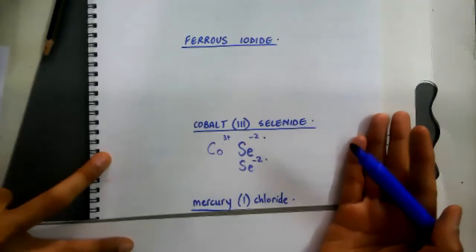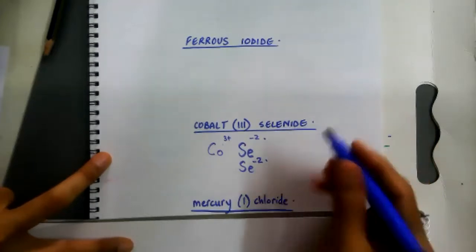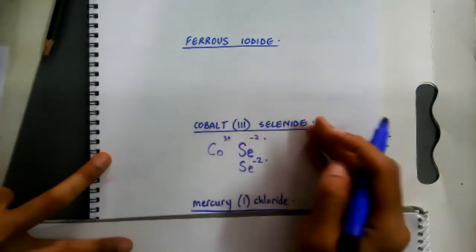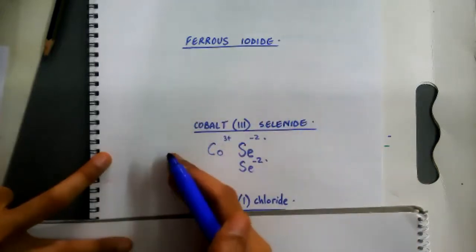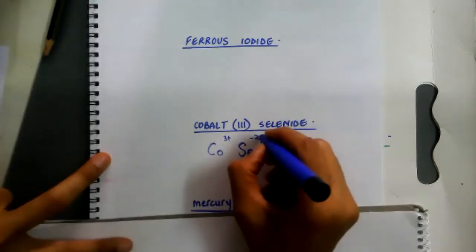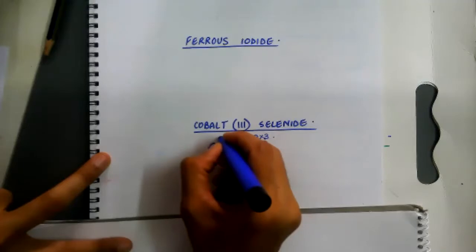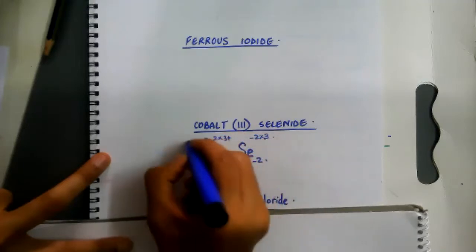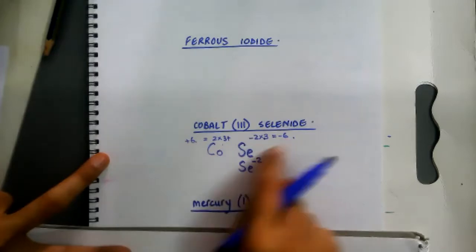You've done math, you know, like addition and subtraction of fractions. So what do you do when you are adding fractions which have different denominators? You multiply with each other to get a common number, right? So let me multiply minus 2 by 3 and plus 3 by 2. So I will get plus 6 here and minus 6 here, right? And they can neutralize.